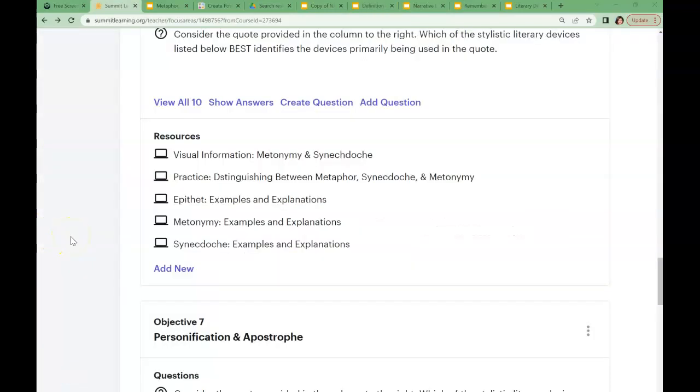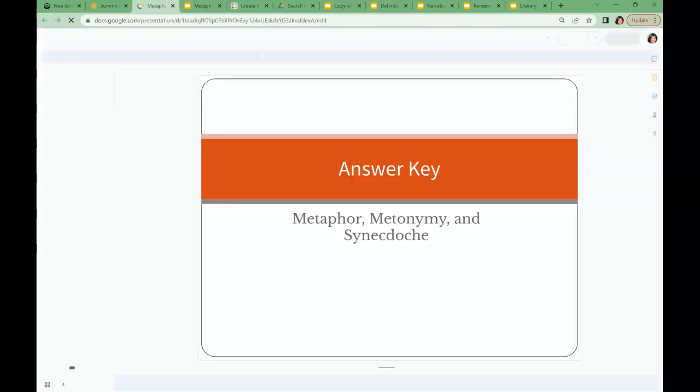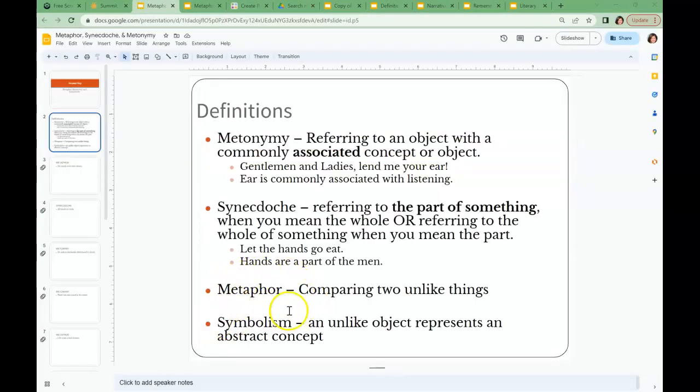Okay, so for our next terms, we're going to look at metonymy and synecdoche. Metaphor is thrown in here just because it helps these two make a little more sense. But let's take a look. I'm going to look at this resource, practice distinguishing between these 3. Let's take a look.